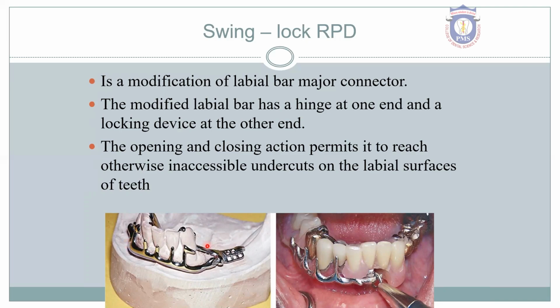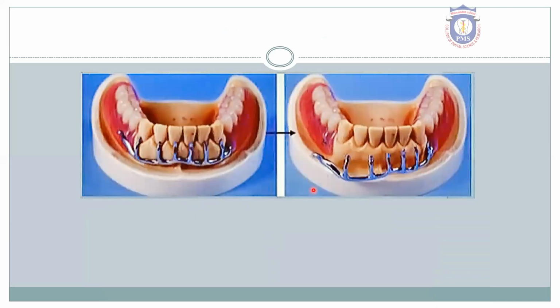As you can see in this diagram, there is a hinge and a locking mechanism. When we are inserting it into the patient's mouth, it should be in an open position. And once it is seated, we can close it. This is a diagram which shows the open and closed position of our swing lock RPD.